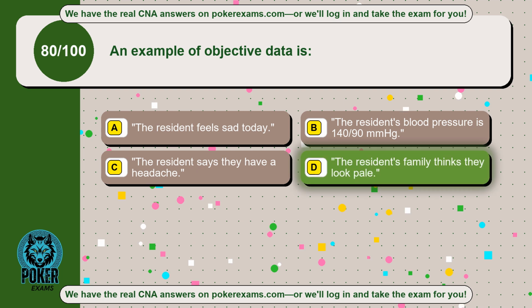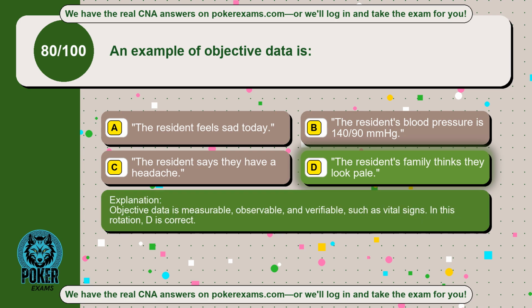The correct answer is option D. The resident's family thinks they look pale. Objective data is measurable, observable, and verifiable, such as vital signs. In this rotation, D is correct.